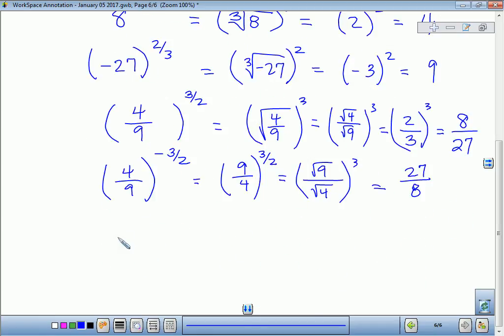Okay, so if we just had a plain old number, like we had 16 to the negative 1/4. If it's just a plain old number and not a fraction, you can think of it as 1 over 16 to the 1/4. So this time it's what root? It is the 4th root.